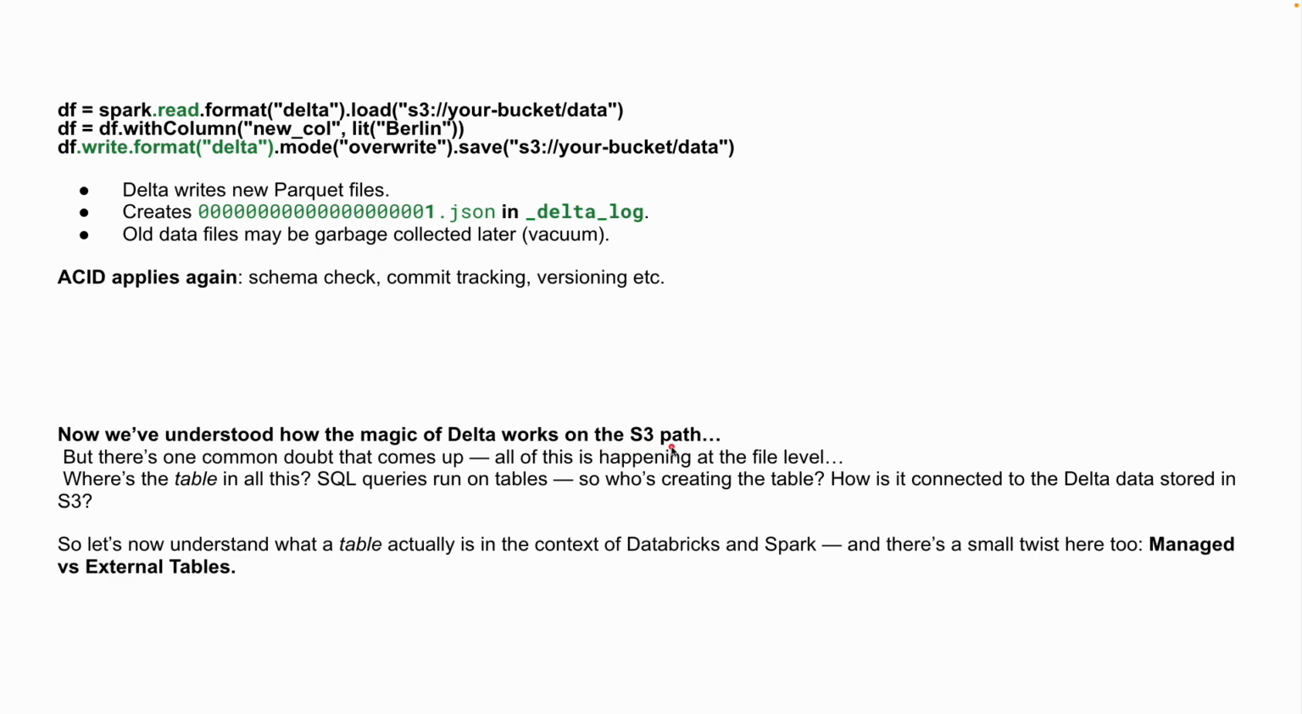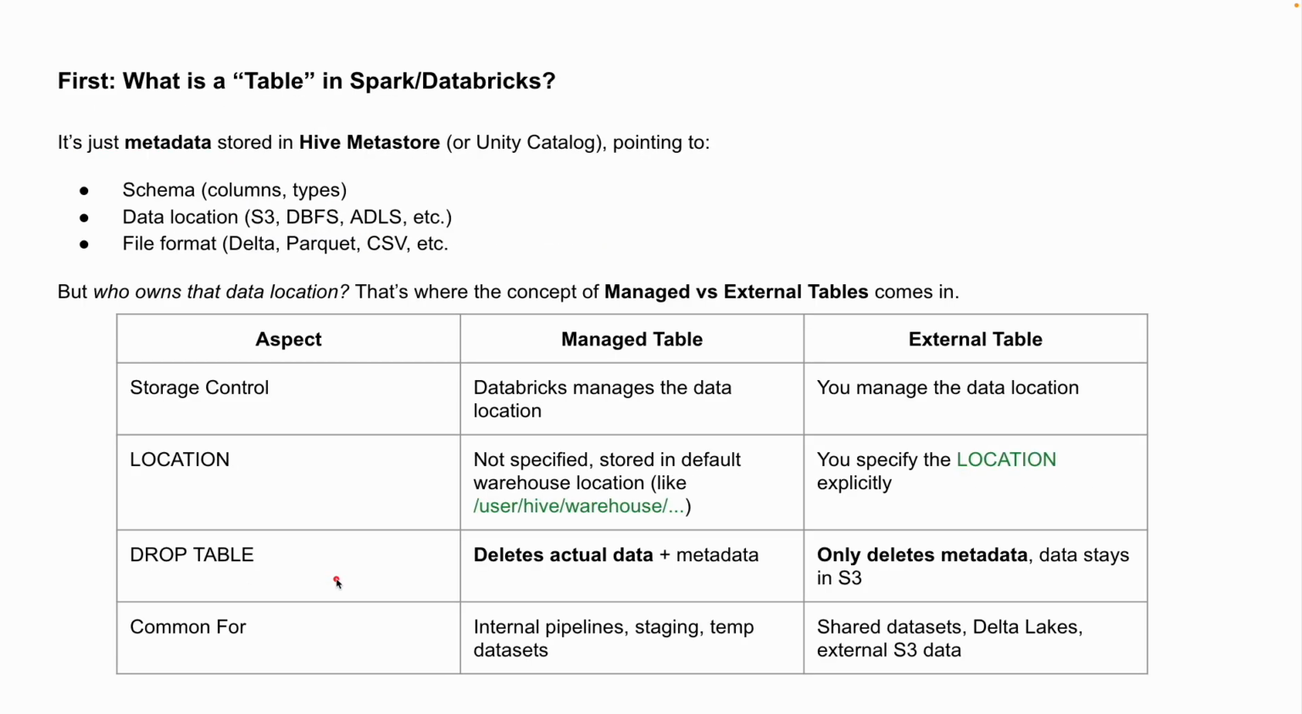Now let's understand what happens when you do create table. So where is the table in all this? SQL queries run on tables. So who is creating the table? How is it connected to the delta data stored in S3? So now let's understand what a table actually is in the context of Databricks and Spark. And there are basically two kinds of table. One is called a managed table, and another one is an external table. Okay, so now let's understand what this means.